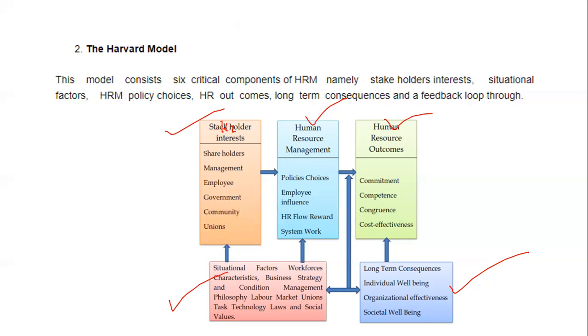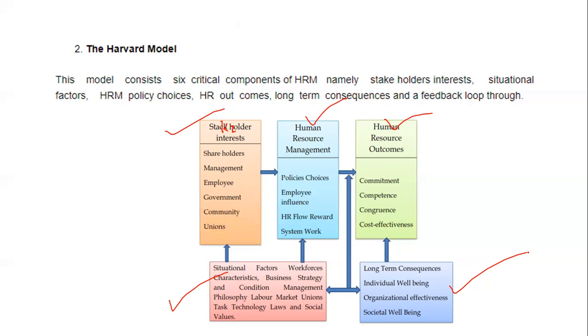It can be between the society and the organization, between the government and the organization. So it is a very challenging thing to take care of. Therefore, the stakeholders are here to balance things very well. They will take care of this properly. At the same time, the situational factors.